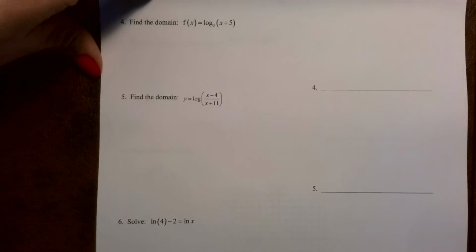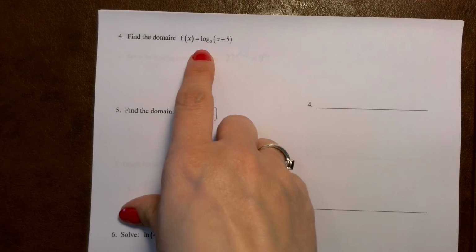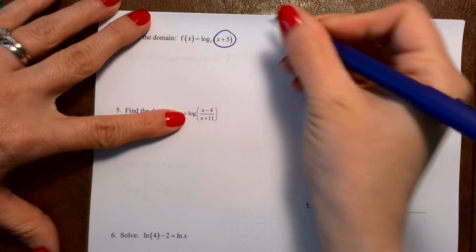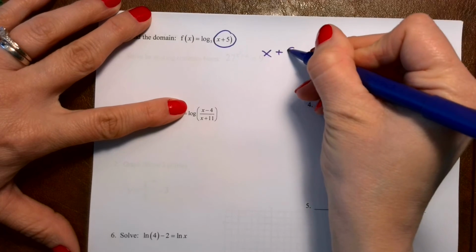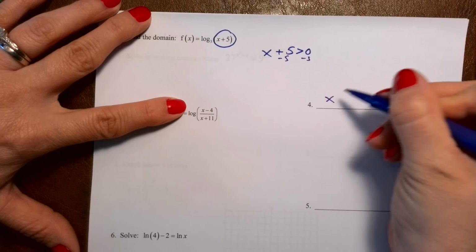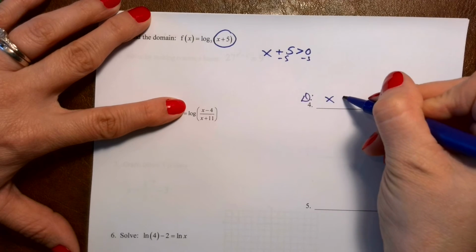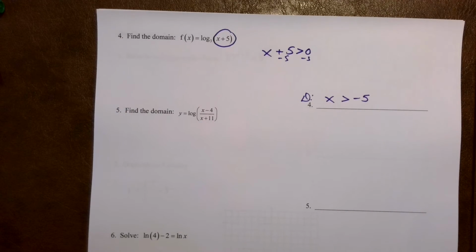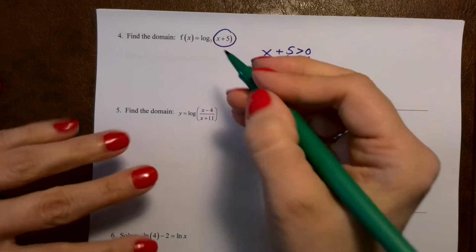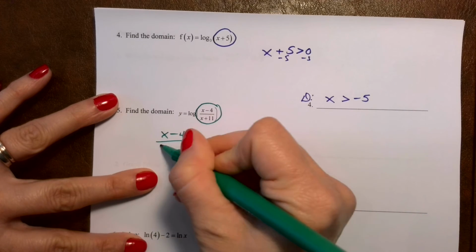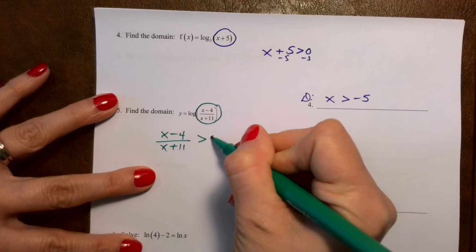Number 4, find the domain. When you have a domain problem, you always want to take the log, take the of, and say that it is greater than 0. Subtracting 5 from both sides, the domain is x's have to be greater than negative 5. Number 5, a little more interesting. I'm going to say that the domain here, this of, has to be greater than 0.